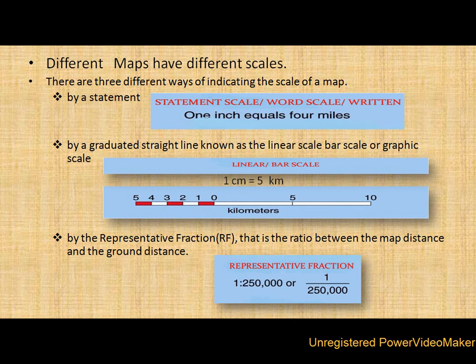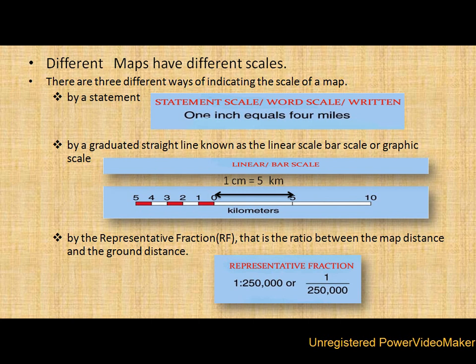Here 1 raised to 2,50,000 or 1 by 2,50,000, any of these ways they can represent the scale. So first we will look at the graduated straight line.